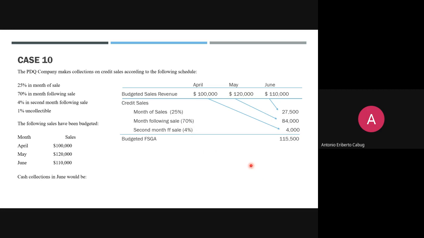115,500. Okay. I apologize for the wrong labeling here. This is supposed to be budgeted cash receipts or budgeted cash collections. 115,500. That's the correct answer.